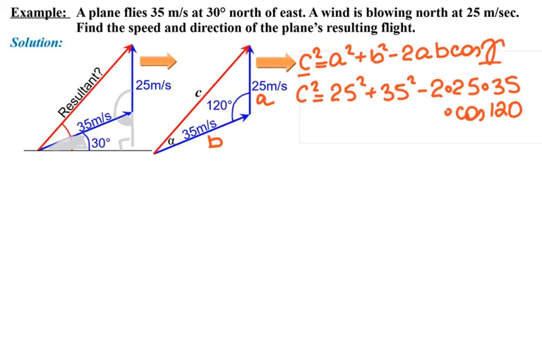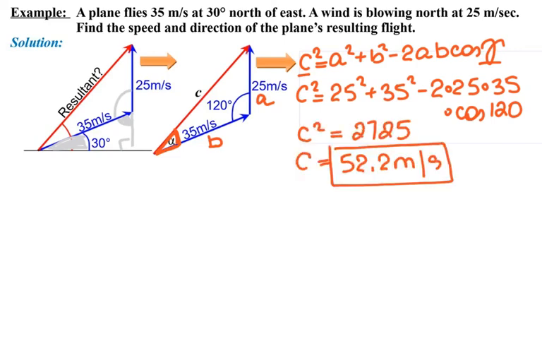And I choose my A to be 25 because I see that they give me alpha. Because alpha is given in this corner of the triangle, my 25 is my A, and then my 35 is B. Then I'm going to plug in all the numbers and solve for C, which is the resultant velocity of the airplane. So the resultant velocity of the airplane is 52.2 meters per second.